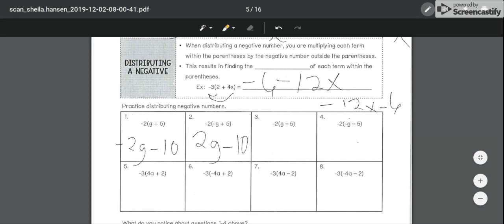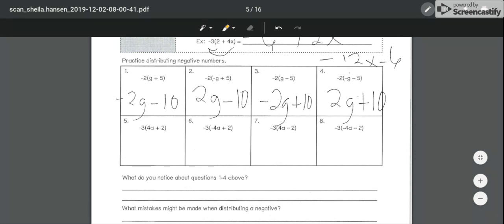Negative 2 times g, negative 2g. Negative 2 times negative 5, positive 10. Negative 2 times negative g, positive 2g. Negative 2 times negative 5, positive 10. So they're just showing you all the different ways. It depends on where the negative is. You can have all those different answers.